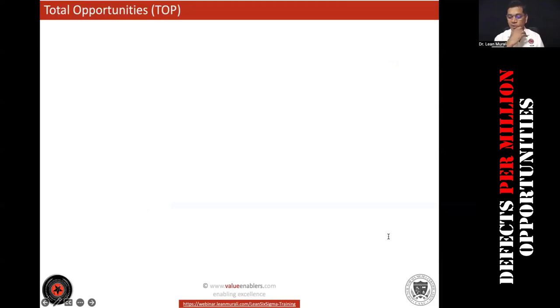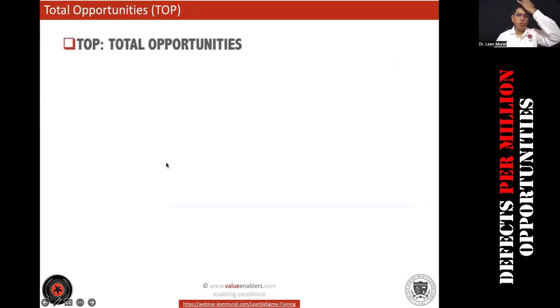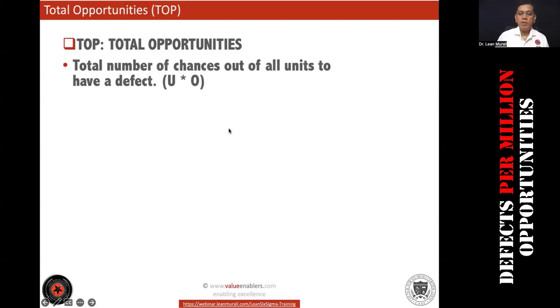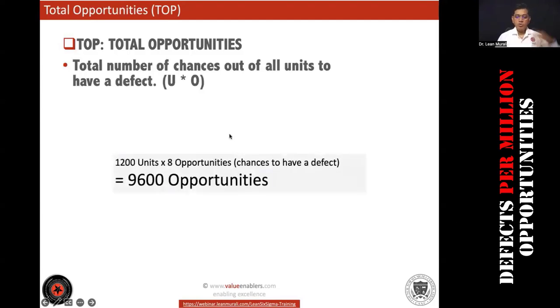Now, total opportunities. How many opportunities were there in the invoice? Let's see who remembers that. Eight. Please type 8 in the chat box, okay? 8 places where it can be defective. Now, total number of opportunities. If there are 1,200 units, that is 1,200 invoices, how many opportunities are there? Let's quickly see the math. Excellent. 8 into 1,200, which is 9,600. The total number of chances of all units, and 1,200 units were there. And now you have 9,600 opportunities.